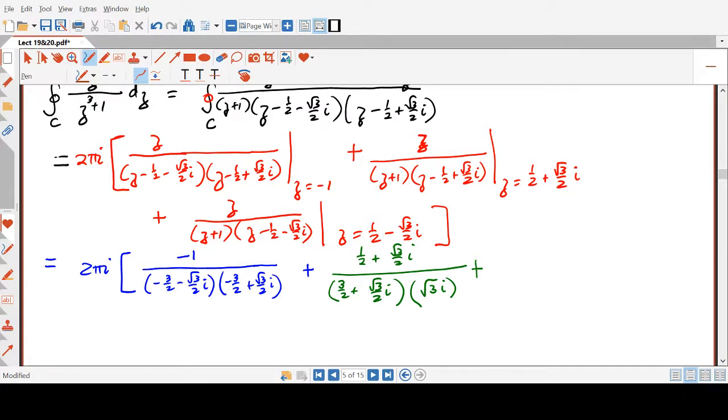In the end here, you substitute half minus root 3 over 2i. And then this becomes half minus half, still 0. Minus root 3 over 2i minus root 3 over 2i is minus root 3i. Oh, where's the z plus 1? So it's 3 over 2 minus root 3 over 2i.